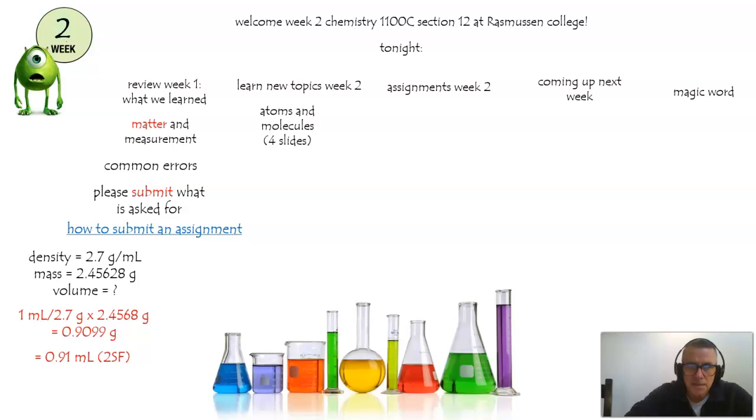For this week, we'll be studying atoms and molecules. I have 4 slides I'm going to show about that. For the assignments for week 2, I will give some assistance at the very end of this presentation for the first lab, which I thought was a pretty good question on calorimetry. We'll talk about the Powerade lab, the periodic table lab, the first assignment, and the quiz.